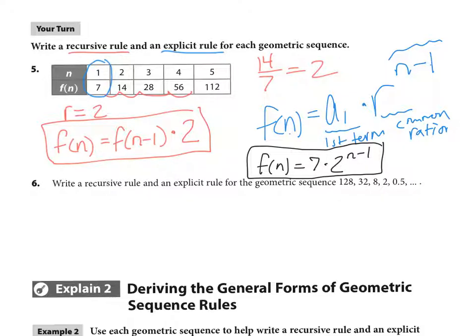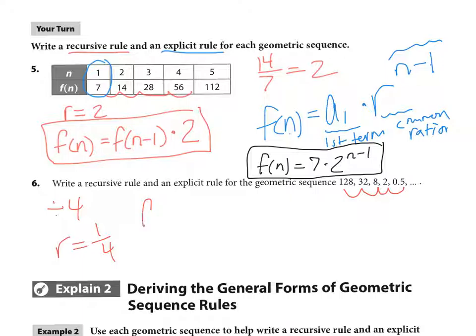So you tell me here, recursive rule for this one. What's the first thing I have to figure out? The ratio. Okay, now I look at this one. This might be a little bit more difficult, but maybe you can look at that and see. What am I dividing by each time? I'm dividing by 4. Well, we don't do division, we do it as multiply. So the common ratio is 1/4. Okay, you divide, you multiply by the reciprocal.